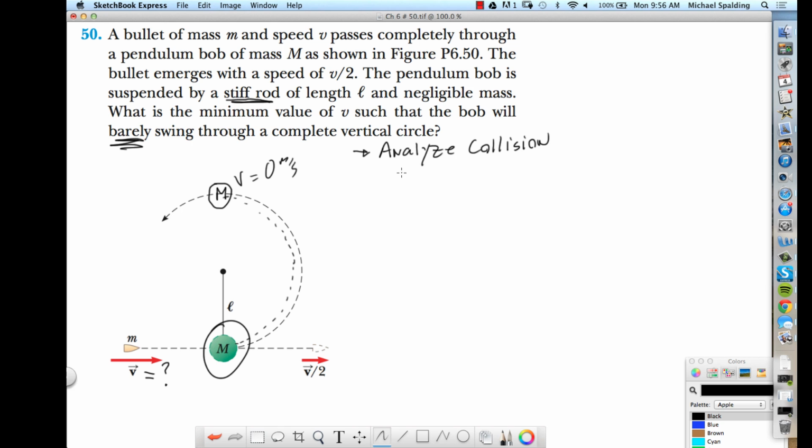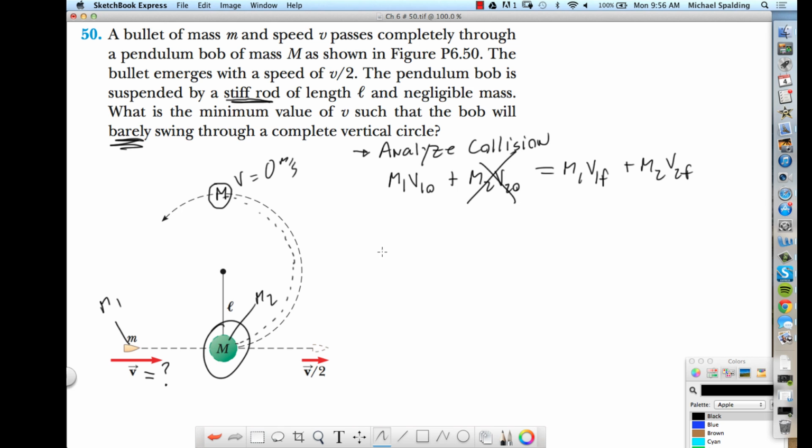All right. So do these guys stick together or not stick together during the collision? They don't stick together. So you're going to go M1 V1 initial plus M2 V2 initial equals M1 V1 final plus M2 V2 final. So the bullet is going to be M1. The big M here is M2. So what starts out with no velocity? Before the collision, what has no velocity? M2. So this goes away.